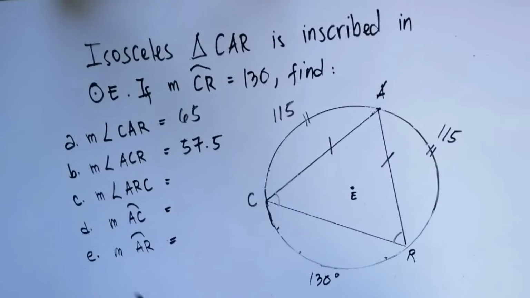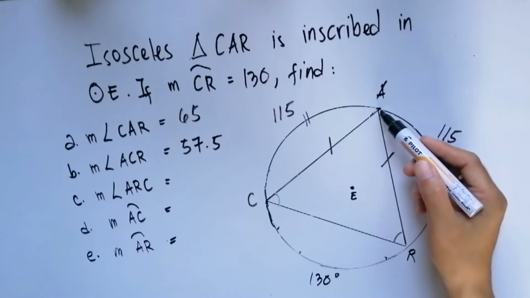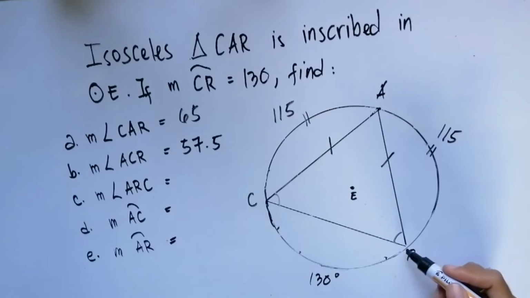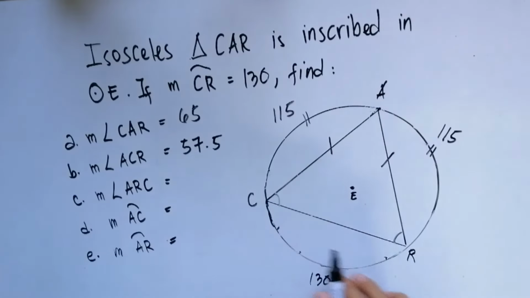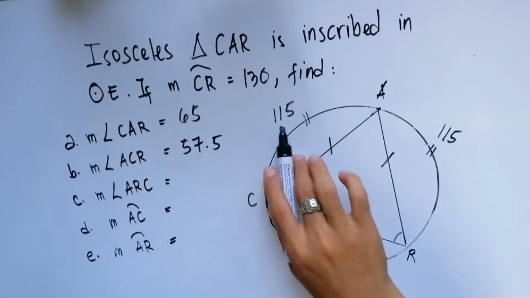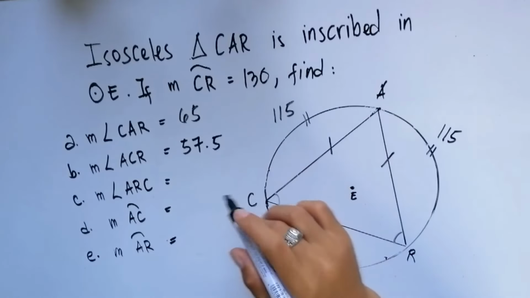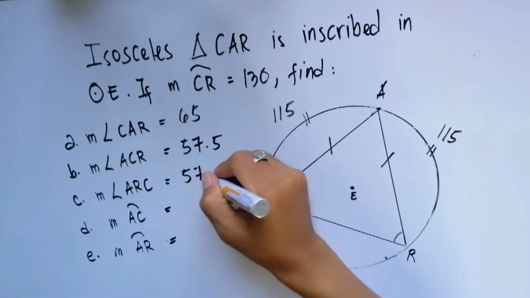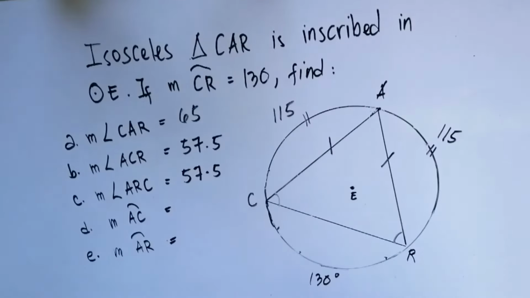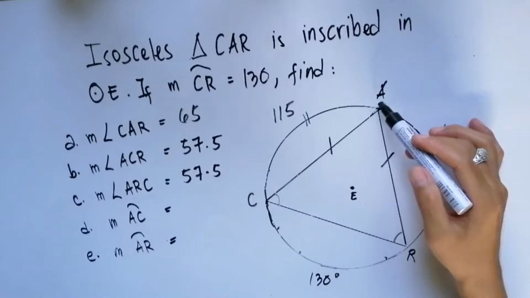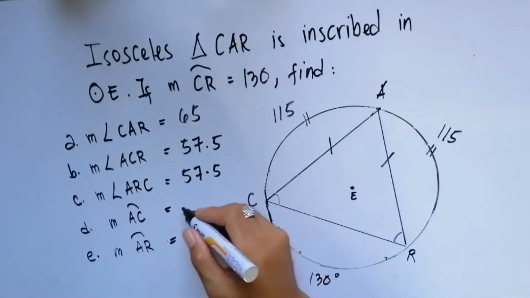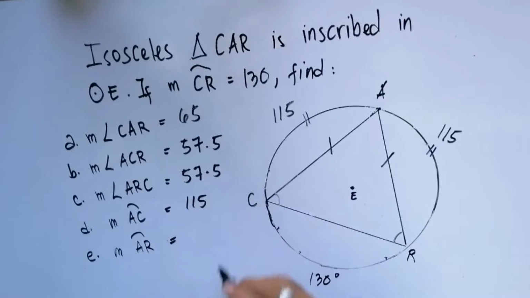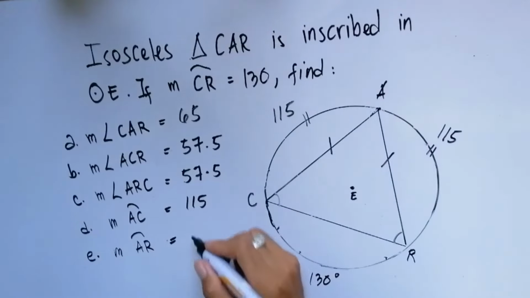Then the measure of angle ARC. The measure of this angle, its intercepted arc is 115, and 1/2 of this is 57.5. Then the measure of arc AC. Arc AC is equal to 115. Then the measure of arc ER is also 115.